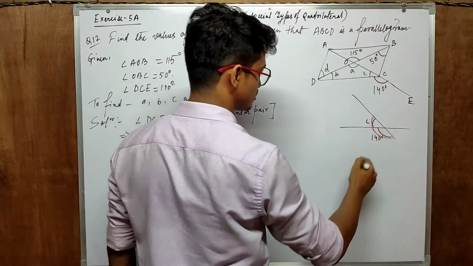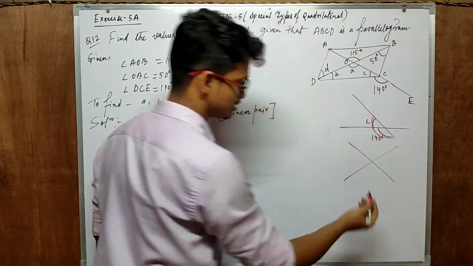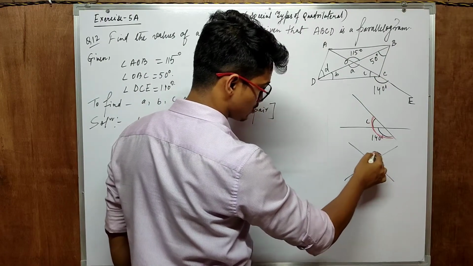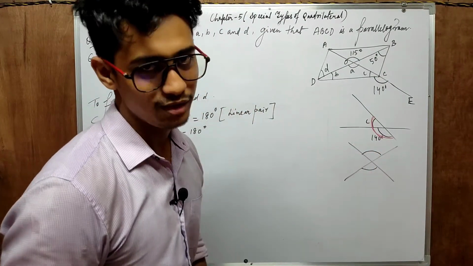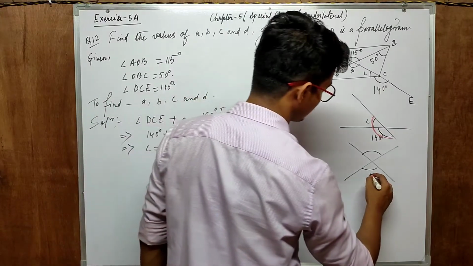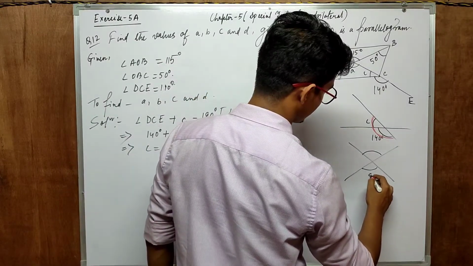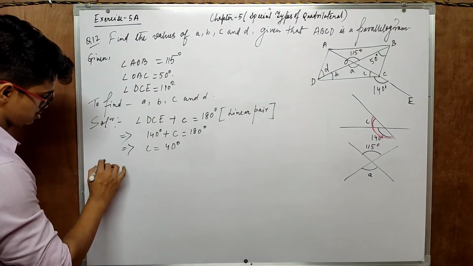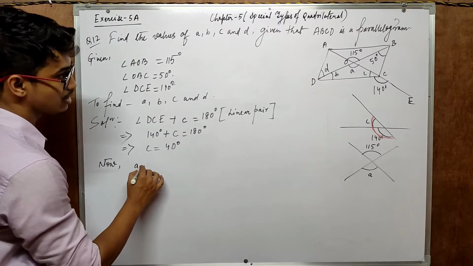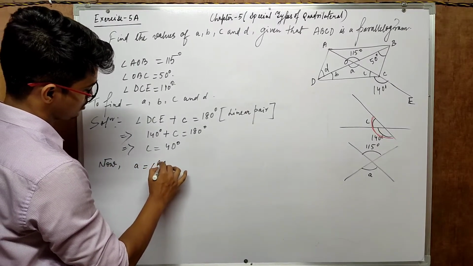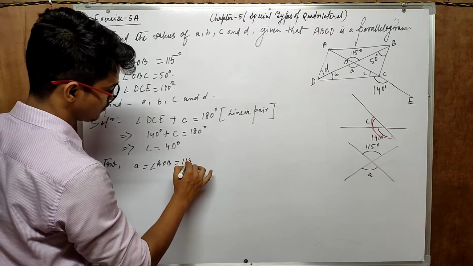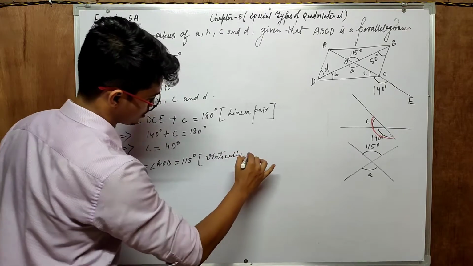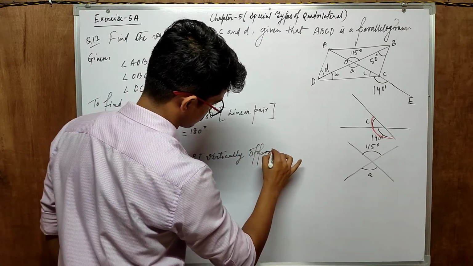Now in this case, this is the situation: the diagonals cross, and one angle is equal to another angle. What type of property is this? We know that it is vertically opposite angles. In the parallelism video I have already discussed this thing. So that means now A equals angle AOB, which is equal to 115 degrees by vertically opposite angles.